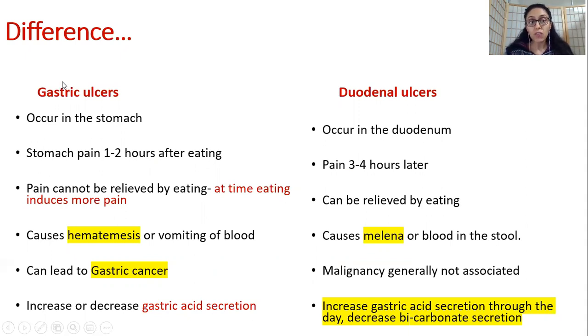Now with gastric ulcer, one of the classic signs is hematemesis. So what is hematemesis? It is when you have blood in vomiting. Okay, that is called hematemesis. So basically with gastric ulcers, the blood is quite fresh, so it is very bright red in color. Whereas with duodenal ulcer, you have melena, which is blood in stool.